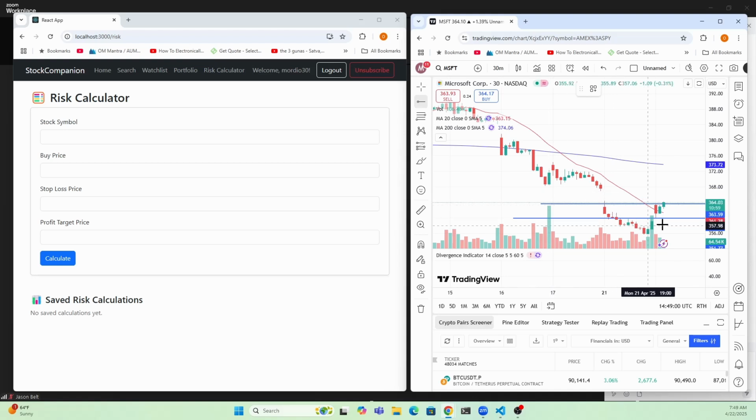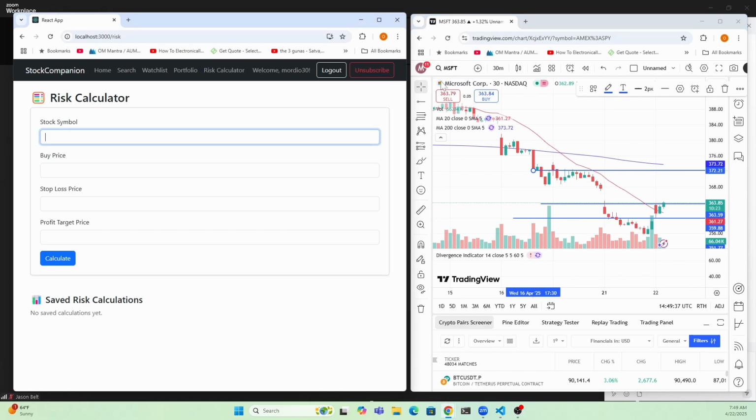Right now, the price action is about 364. That's a good place to buy. And we exit the trade if the price drops to the 359 area. And I'd say shooting for a profit target of about 372 seems like a perfect place to take profits. And so now we could simulate this trade using the risk calculator on StockCompanion.